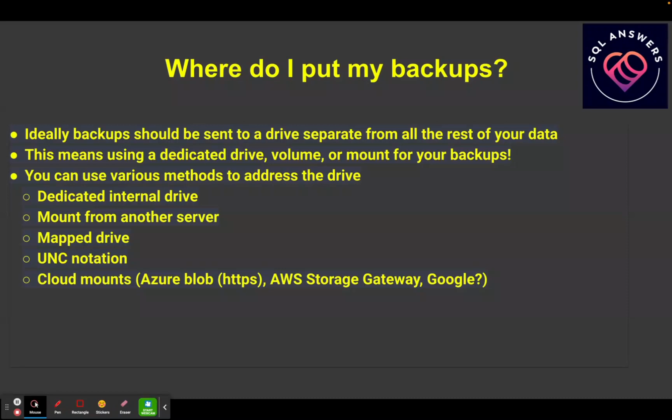You can use various methods to address the drive. It could be either a dedicated internal drive, or it could be a mount from another server. You can also use a mapped drive. You could use UNC notation to use a drive from another networked server, or in some of the newer technology, when you're operating within the cloud, you could use cloud mounts. For Azure, that would equate to an Azure blob where you address with HTTPS. In AWS, you could use Storage Gateway, and I'm really not familiar with the Google infrastructure here, but I'm sure they have something as well.